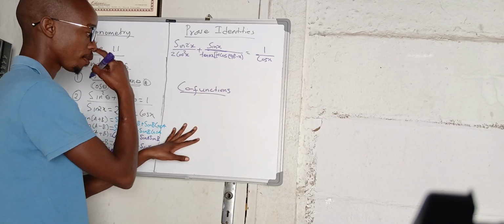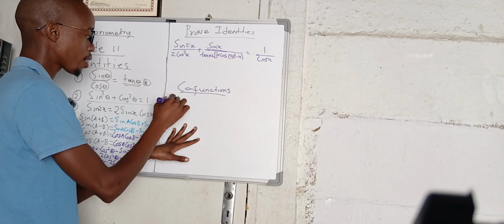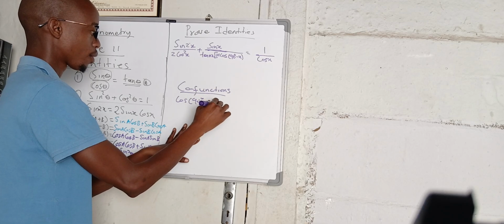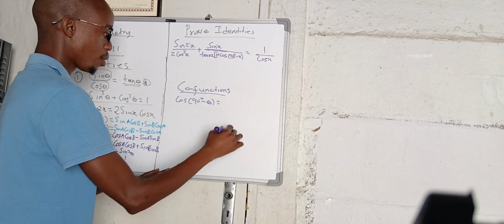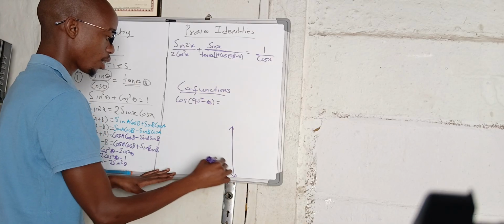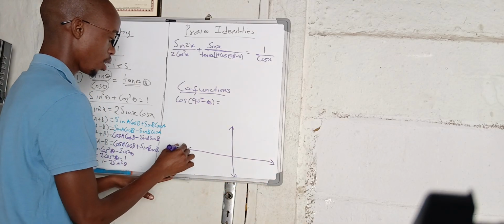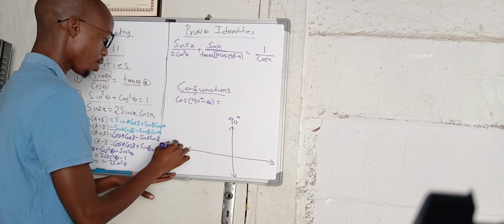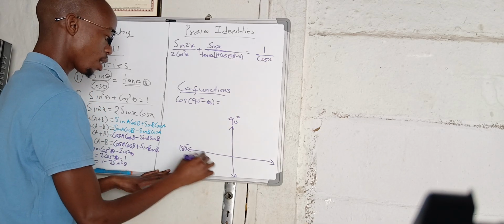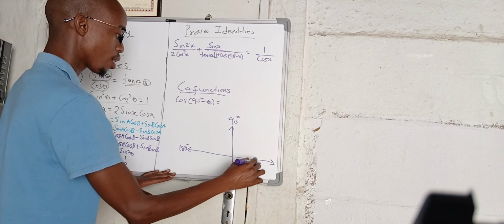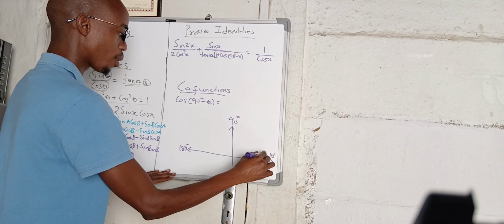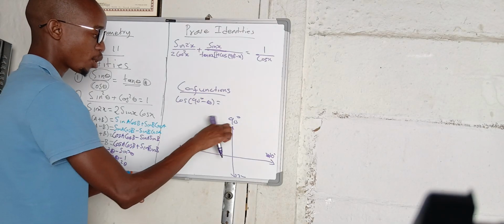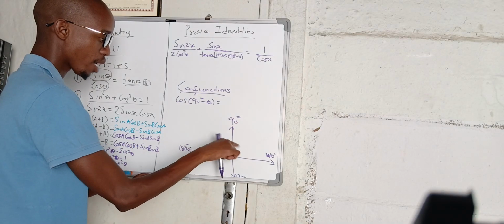Just before we solve that, co-functions are what? When I say cos of 90 degrees minus theta, we go back to our trigonometry. As you can see, this is 90 degrees, this is 180 degrees, and then we have 270 degrees. So we have 0 degrees, sorry about that, and 360 degrees.